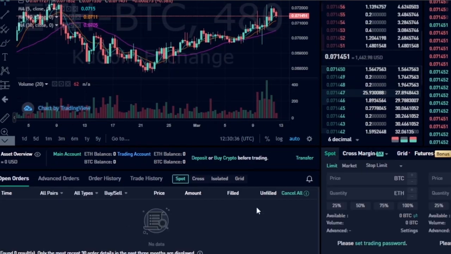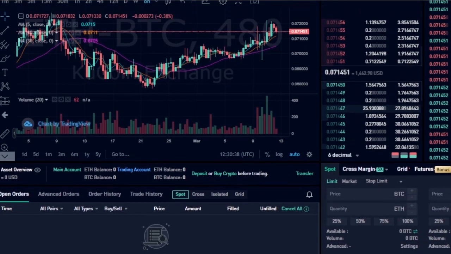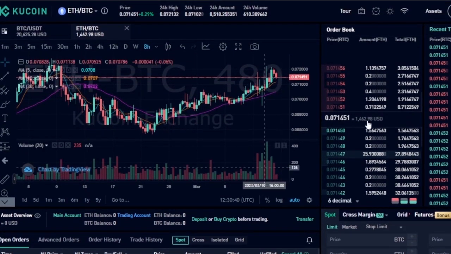And your assets are going to be here, so you can go on and start trading if you want to on Kucoin, because this is a really good platform. This is a very authentic platform that you can use.